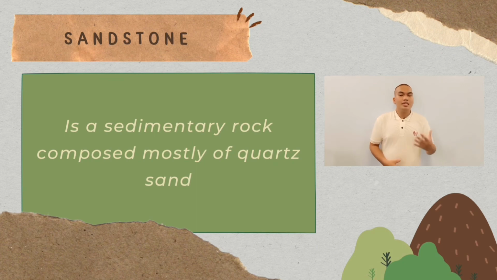Sandstone is a sedimentary rock composed mostly of quartz sand. It's a widespread form of sedimentary rock that can be found in sedimentary basins all over the world.